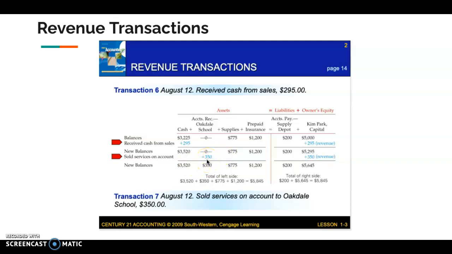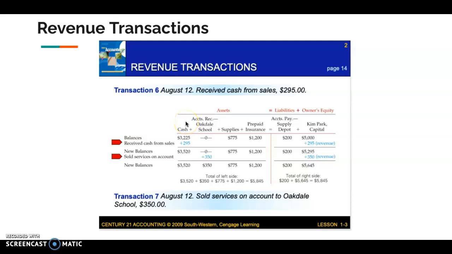So if she comes in this week to Central City and does some work, she actually has to show that she's getting revenue, but we are not paying our cash. We're going to pay it later. So she did $350 of work. So the transaction says sold services on account to Oakdale School. So she came in and worked one day, earned $350, but Oakdale's going to wait and pay later. But you have to show that you're earning that revenue now. All right. So we have a new account called accounts receivable.